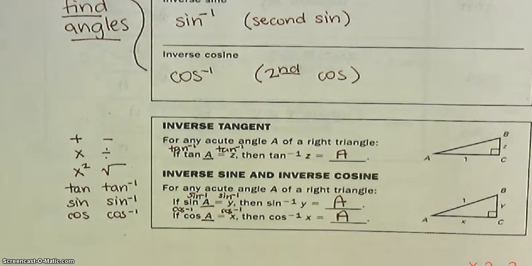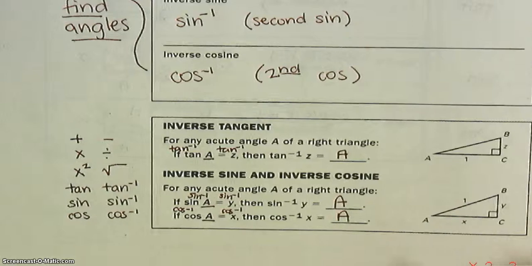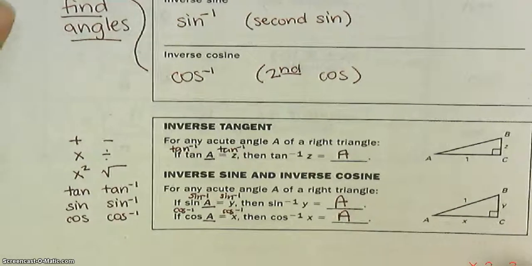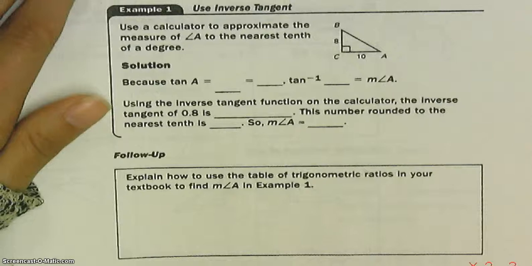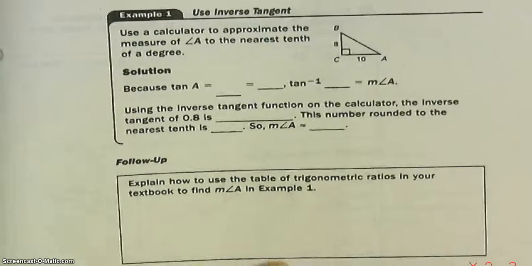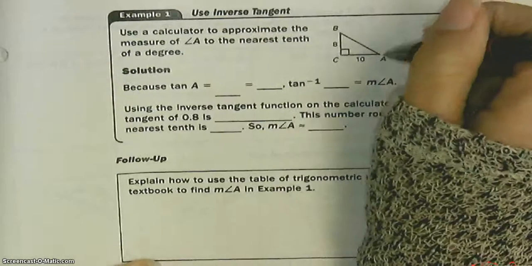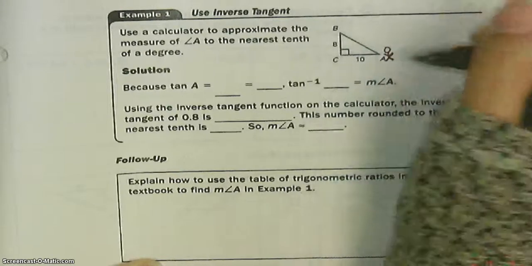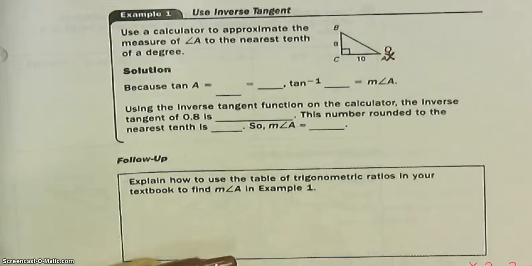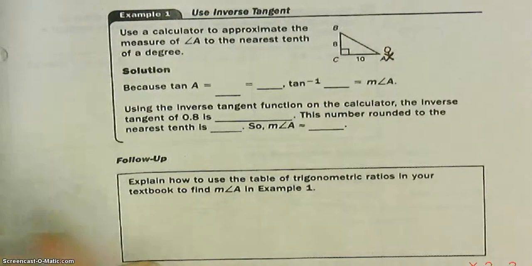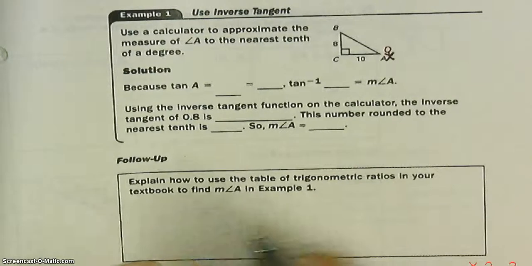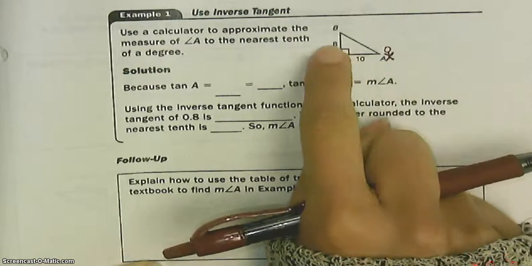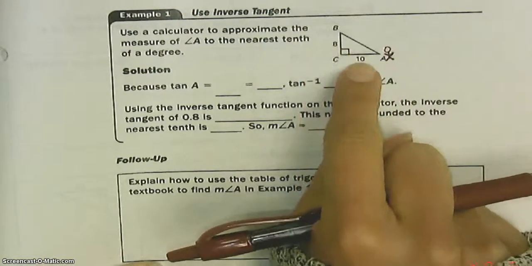So let's apply this. Let's figure out what I'm actually talking about here. Let's do an example. Use inverse tangent. It says find the measure of angle A. So I'm standing at angle A because I always have to stand in angles, and I need to find that angle. So I'm going to use the inverse. Well, what inverse am I going to use? Let's look at what they gave me. They gave me the opposite and they gave me the adjacent.